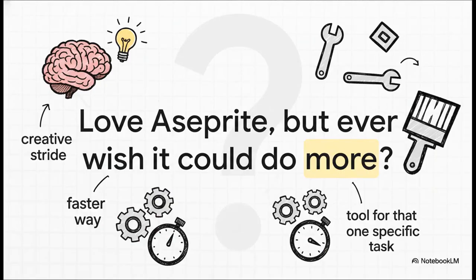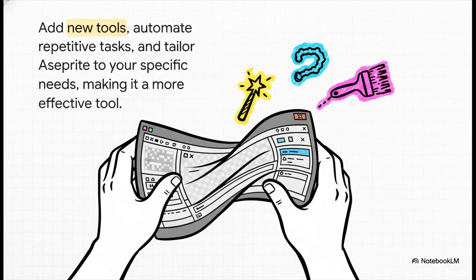You know that feeling, right? You're deep in a project, totally in the zone, and you just think, I wish there was a faster way to do this, or, man, if only I had a tool for that one specific thing. Yeah, we've all been there. Well, what if you actually could do that? I mean, just imagine customizing Aseprite so it works exactly the way you think with the perfect tools you need right at your fingertips. And listen, this isn't some fantasy, it's entirely possible.